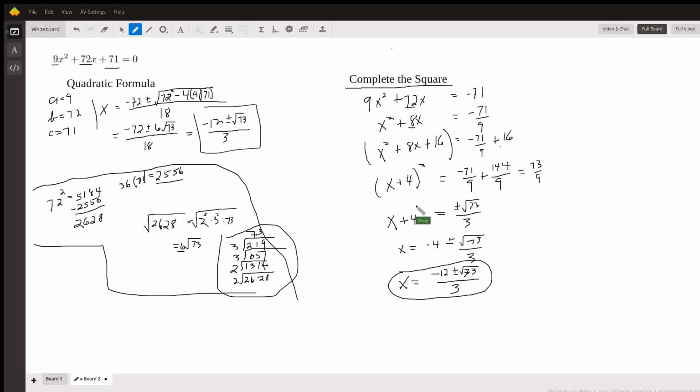There are your answers. Okay. It looks to me like completing the square is actually a little less work than the quadratic formula. But there you go.